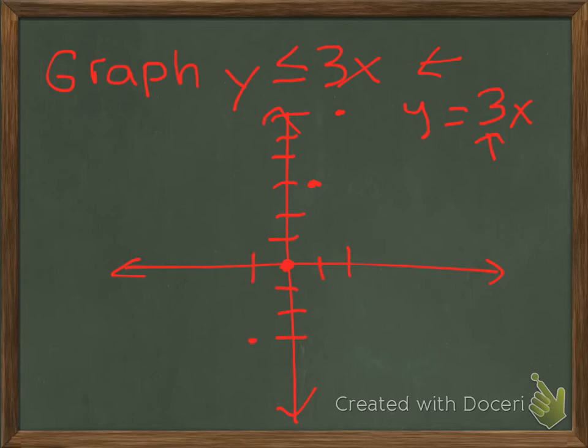Then I look at the type of symbol that I have. When I have less than or equal to or greater than or equal to, it's a solid line. And then if I have less than or greater than without the equal to, it's a dashed line. So this is a solid line.